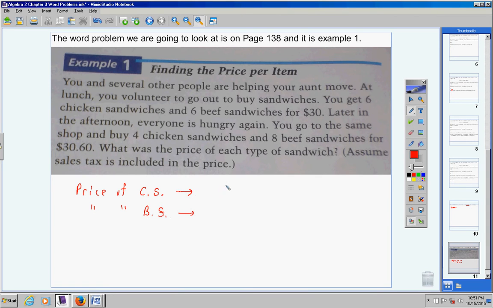I think I'm going to use the variables C for chicken sandwiches and B for beef sandwiches. So when you see the letter C, it stands for the price of chicken sandwiches. And when you see the letter B in this problem, it stands for the price of beef sandwiches. Got it? Okay, now watch carefully next what I do.